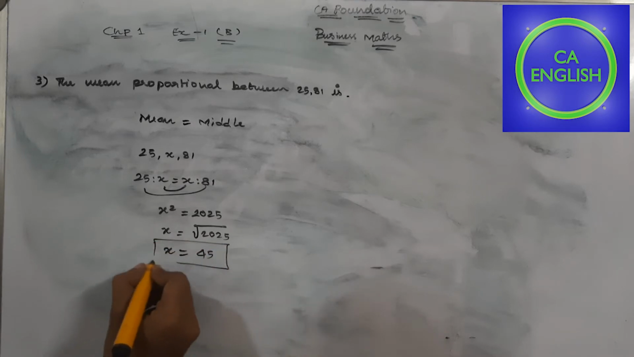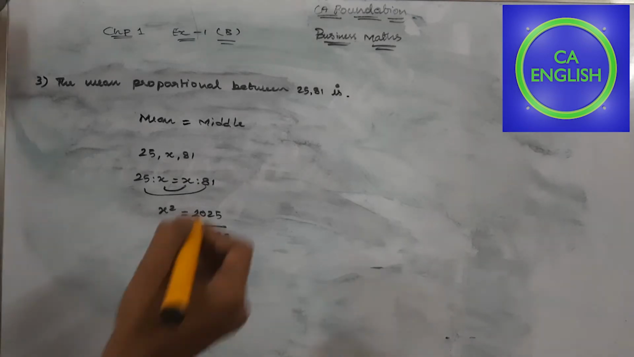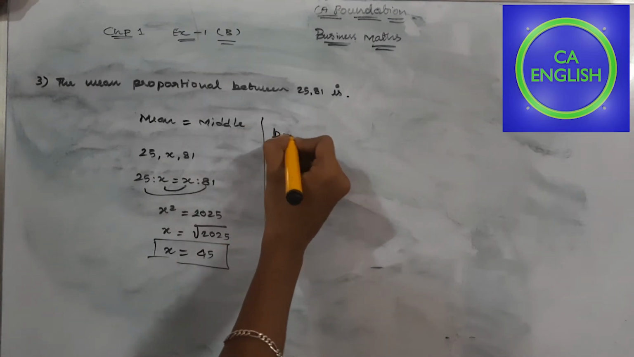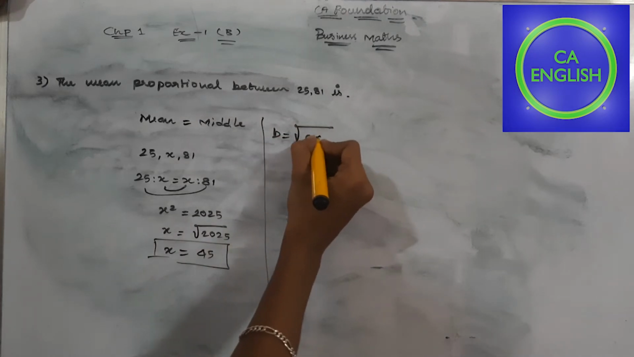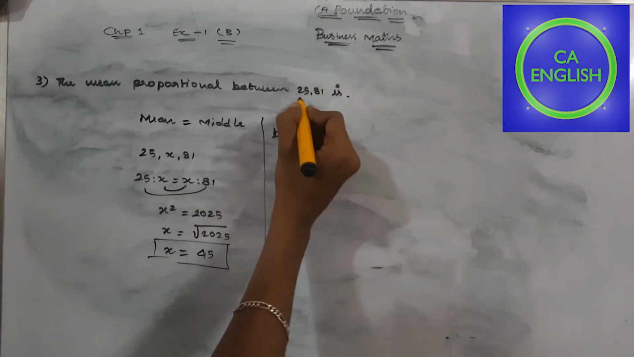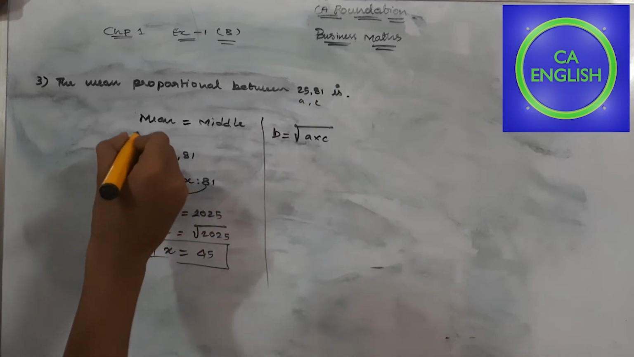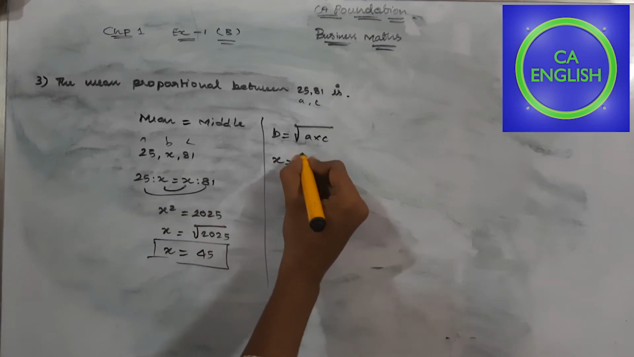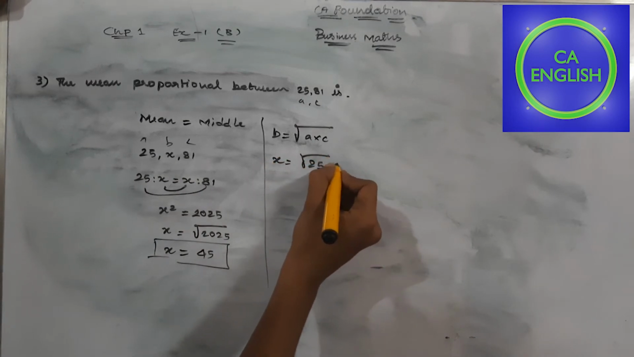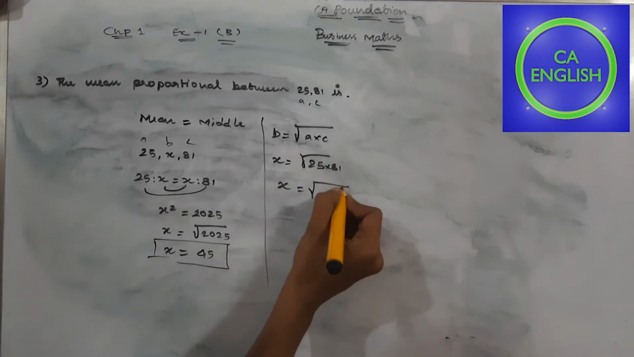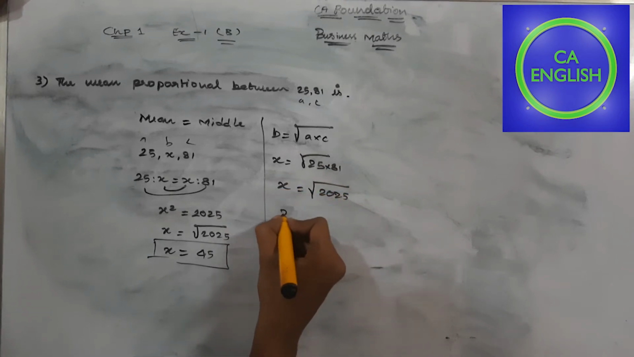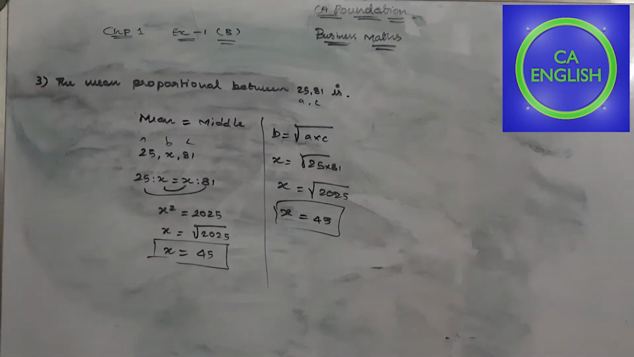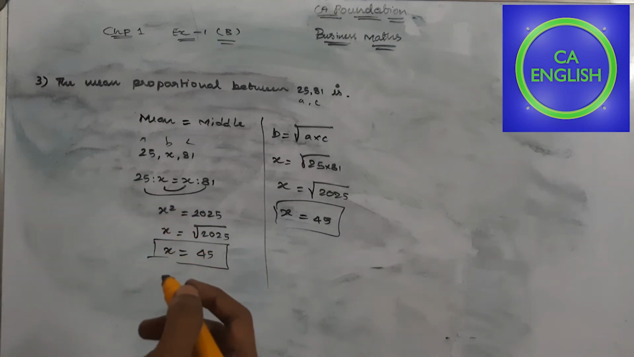That's the answer. There is another method in this sum. Let me solve that method also. There is a formula: b is equal to root of a into c. This is a, b and c. We want to find b. Therefore x is equal to root of 25 into 81. Therefore x is equal to root of 2025. Therefore x is equal to 45. Simple. And the option for this is C.